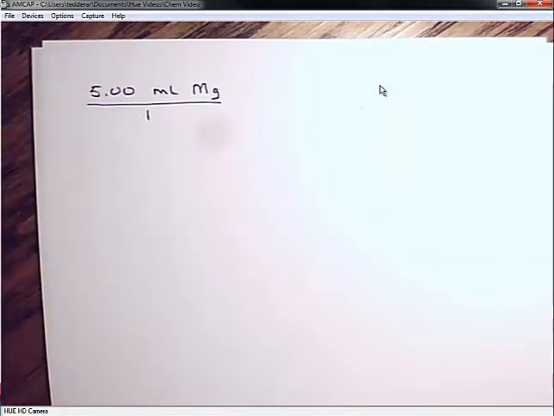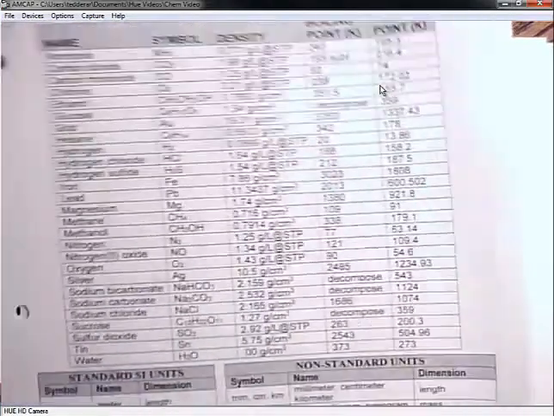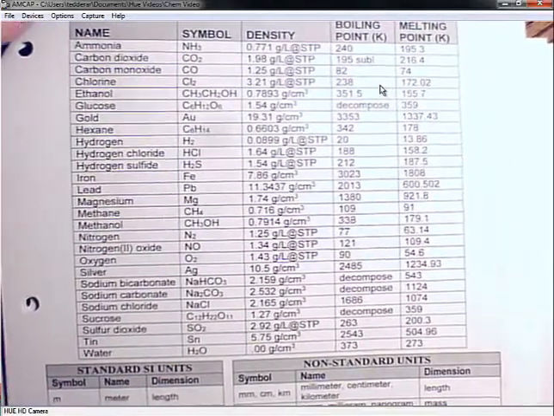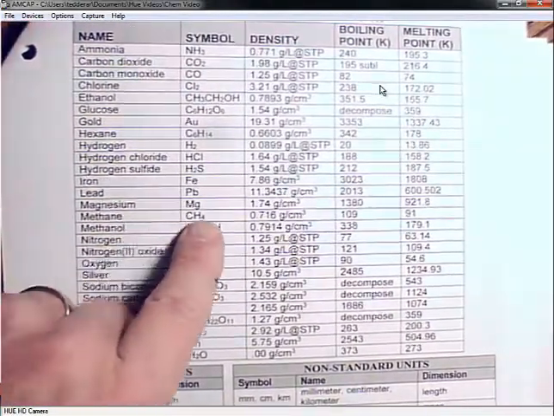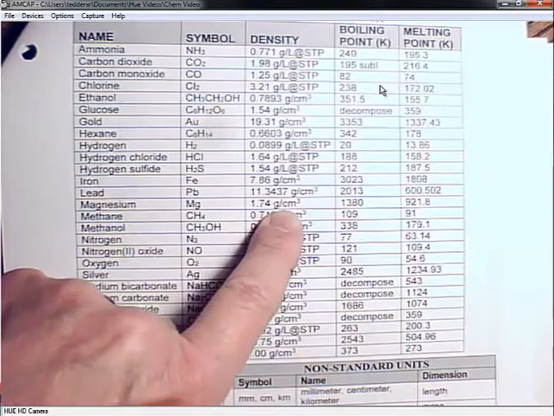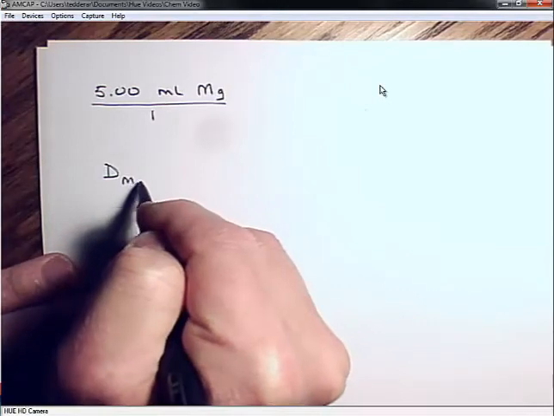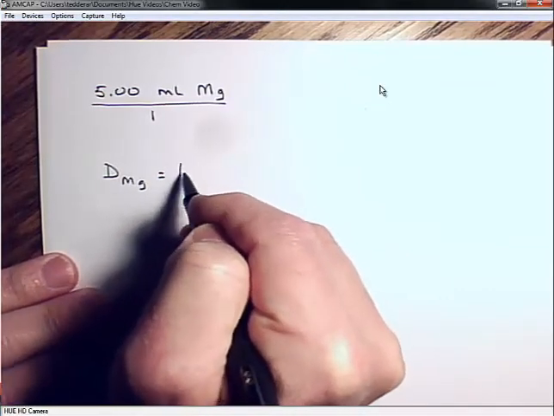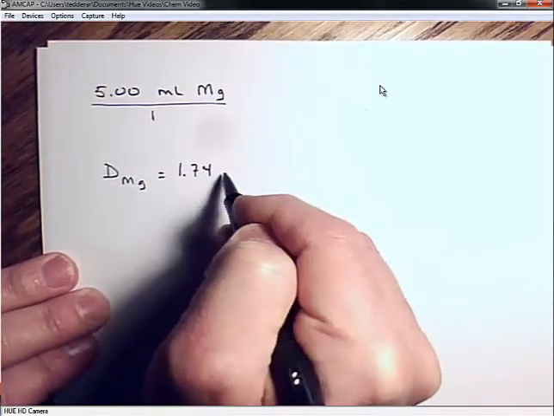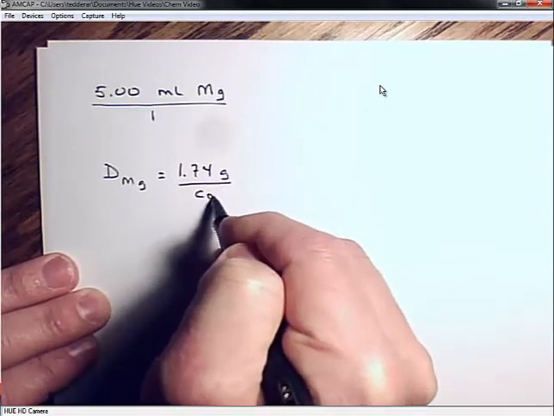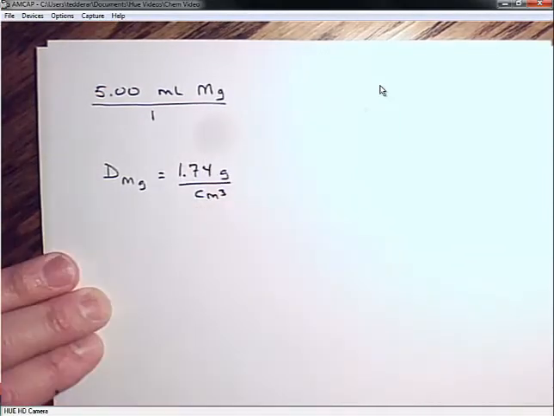And using that, what the density is, and even though that's on the practice test that way, I'll have to give it to you because you don't have this set of references in your set of test references. But here's the density, 1.74 grams per cubic centimeter. So the density of magnesium is 1.74 grams per cubic centimeter. Okay?